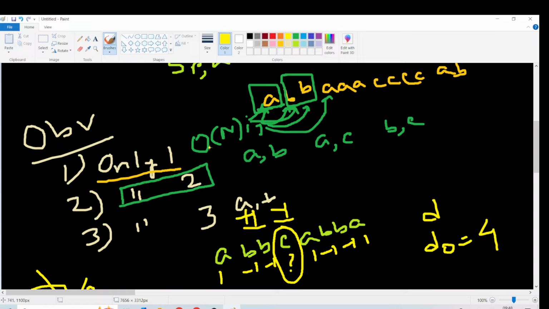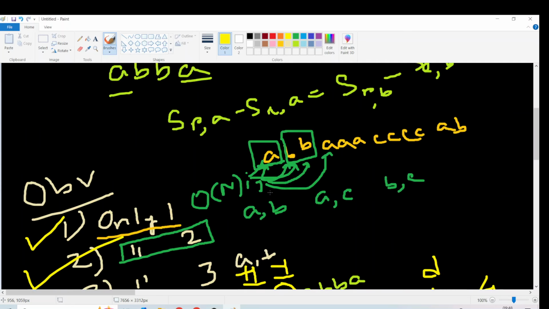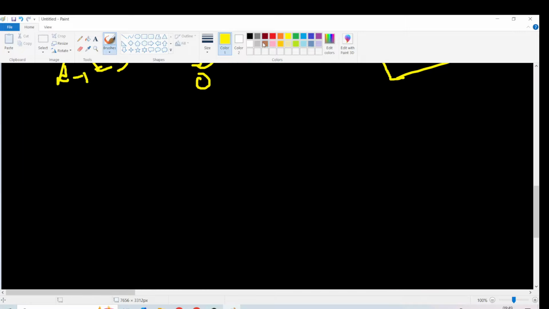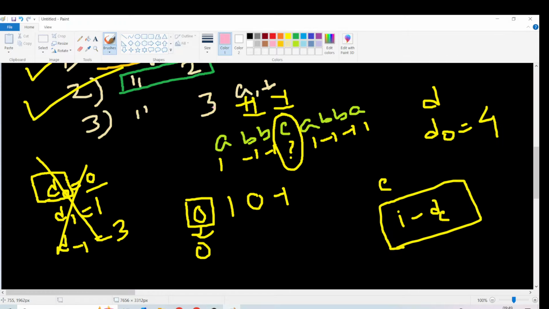Now we have solved the problem for only one and only two. Only two is also order of n, and we are taking three combinations, so order of n into three. So in order of n we have solved only one, and in order of n into three we have solved only two. Now the only problem left is only three. How are we solving the problem for only three?